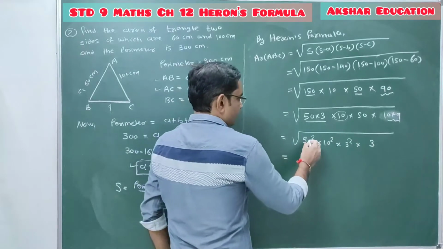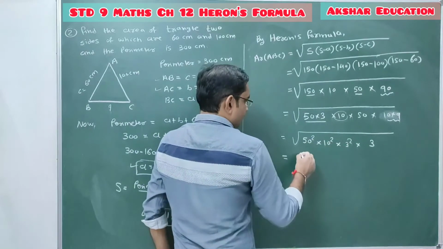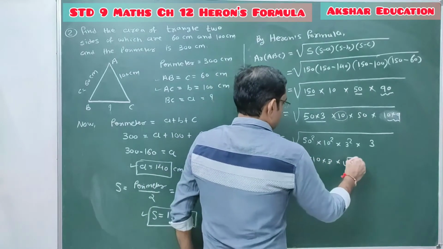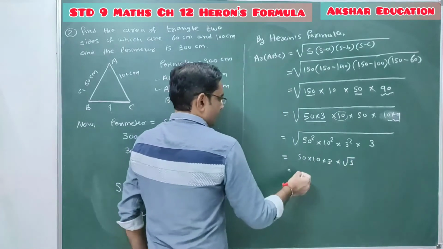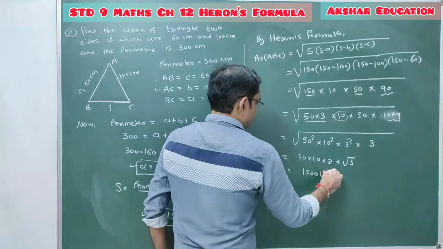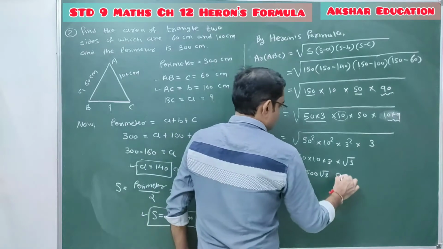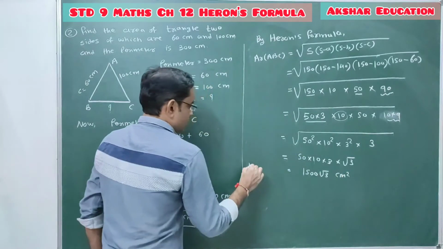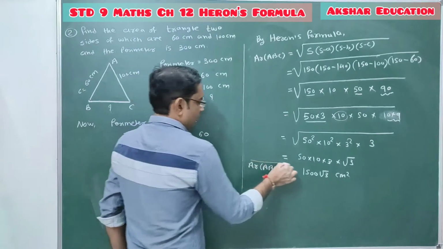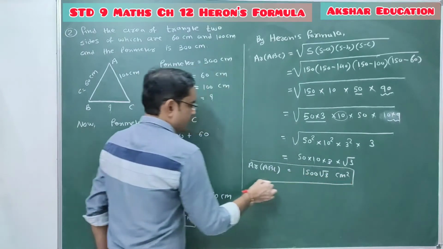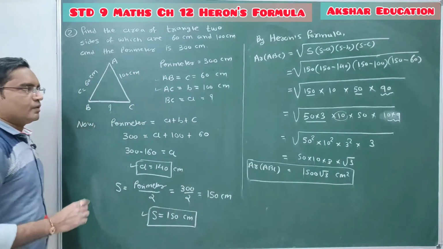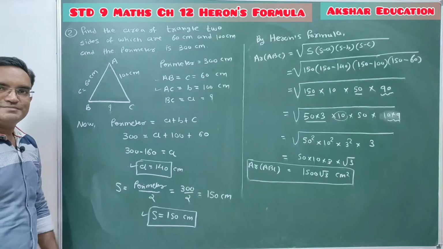So the square root: the squares will be cancelled out, so it's 50 into 10 into 3 into root 3. So our answer is 5 threes are 15, 1500 root 3 centimeter square. This is the area of triangle ABC. Area of triangle ABC is nothing but 1500 root 3 centimeter square. Clear, students? So pause the video and note it down.